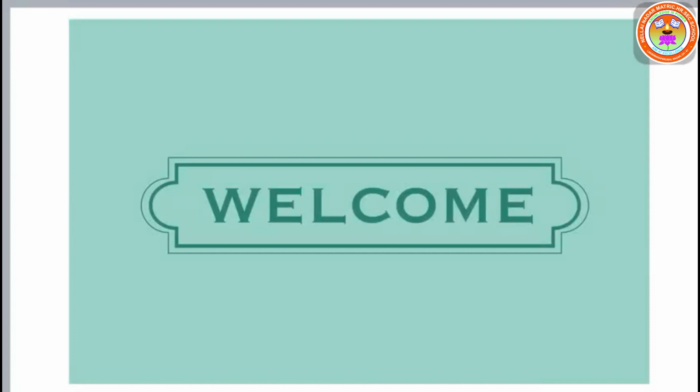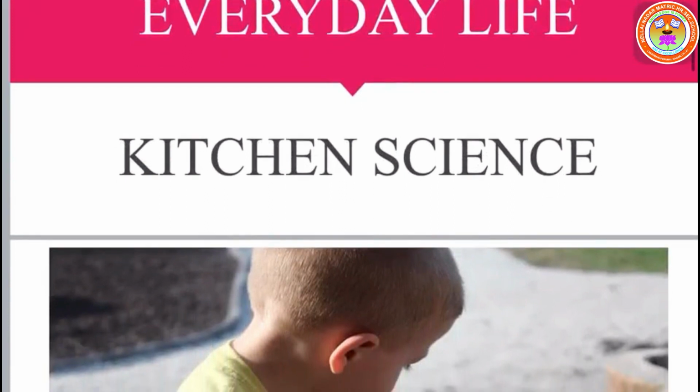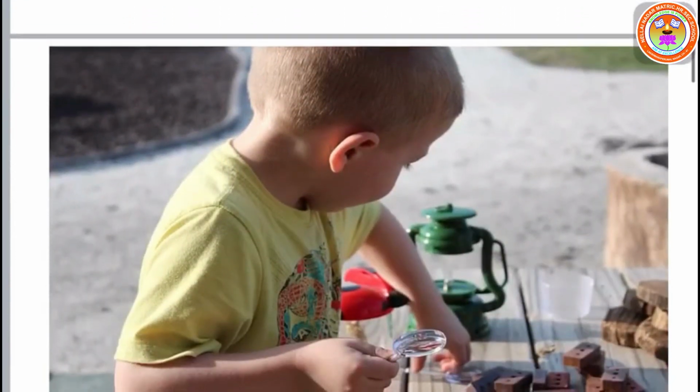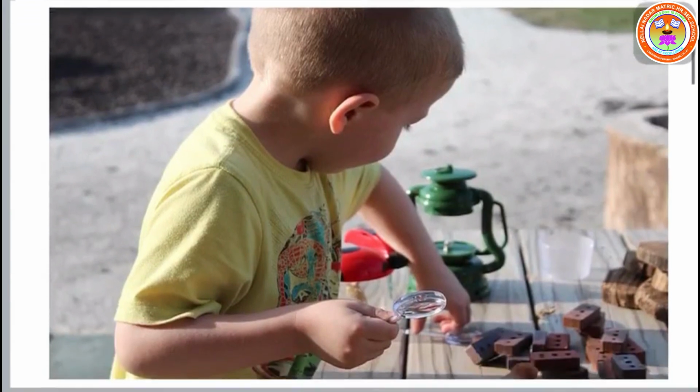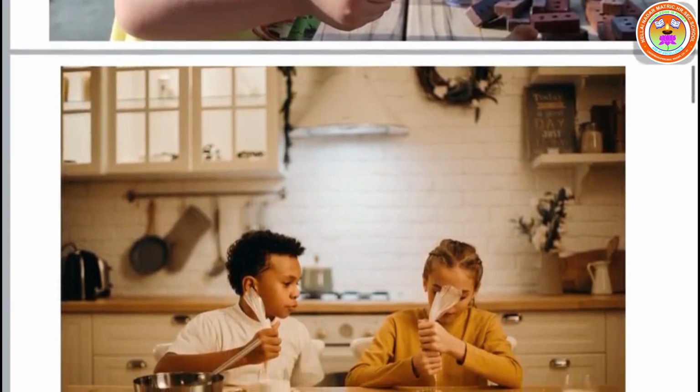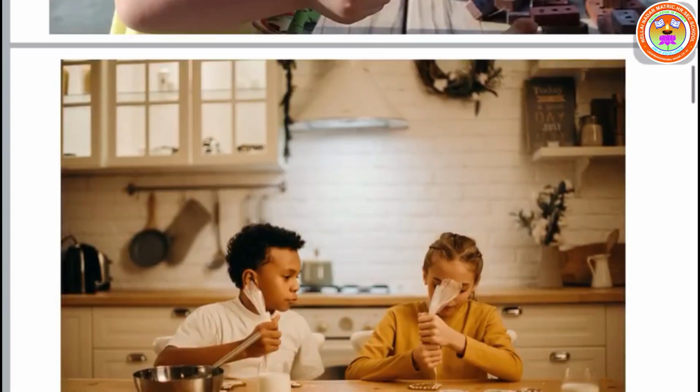In this session we are going to learn about kitchen science. The kitchen is a great place to explore science. Even something like melting chocolate or boiling water is a great science activity. With the ingredients you may have in your house, you can do several kitchen science activities.